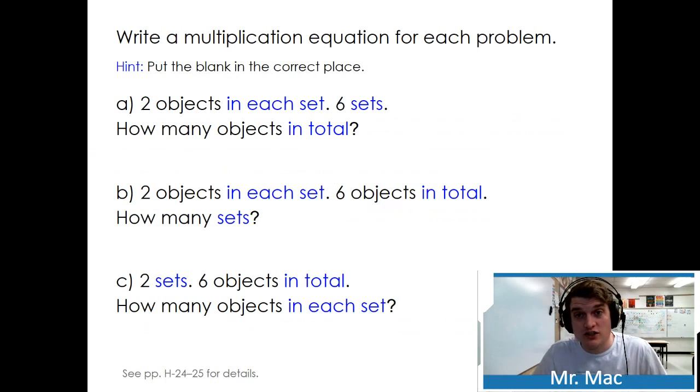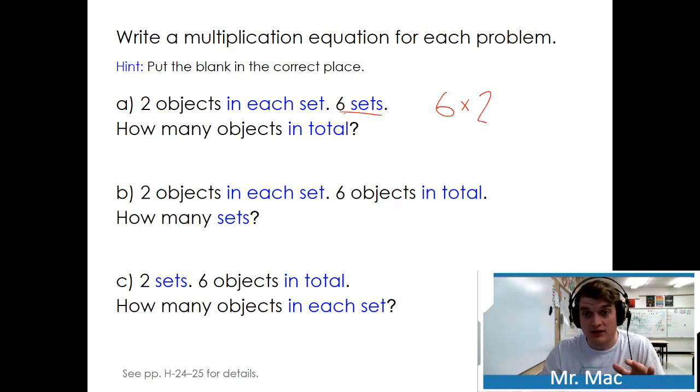Write a multiplication equation for each problem. Hint, put the blank in the correct space. So, 2 objects in each set, 6 sets, how many objects in total? We just need to write the multiplication equation. I'll give you a hint. We always start with sets times number in each set equals total. So the first one is going to be 6 sets. We'll start our multiplication equation with that, times the number in each set, which is 2. And then we get the total, which we're just going to leave as a blank.